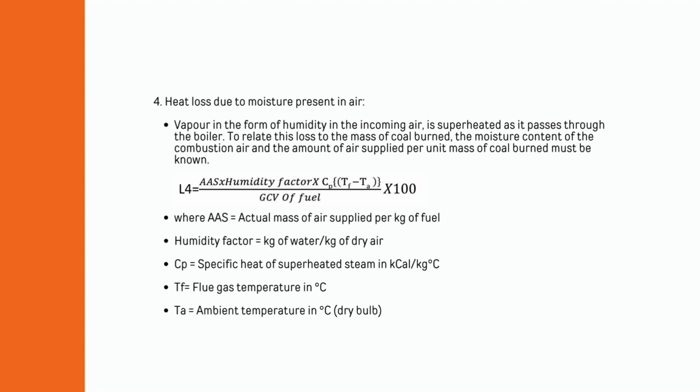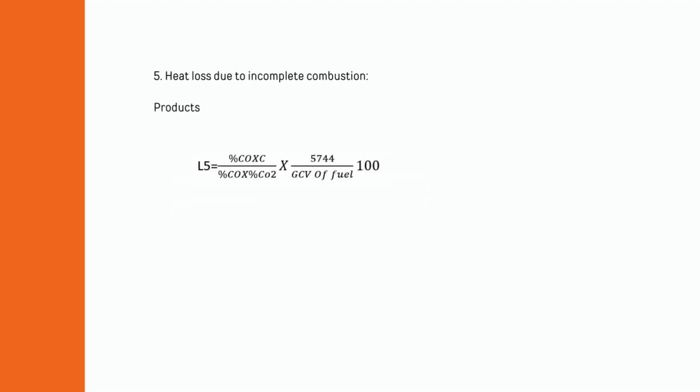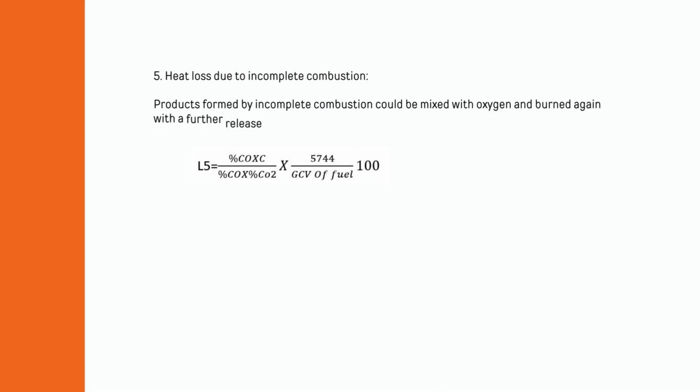L4 equals AAS into humidity factor into Cp into (Tf minus Ta) divided by GCV of fuel into 100, where AAS is the actual mass of air supplied per kg of fuel, humidity factor is kg of water divided by kg of dry air, Cp is specific heat of superheated steam in kilocalorie per kg degree Celsius. Tf is flue gas temperature, Ta is ambient temperature. Fifth one, heat loss due to incomplete combustion.